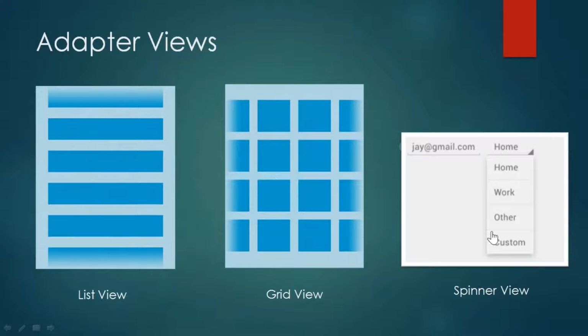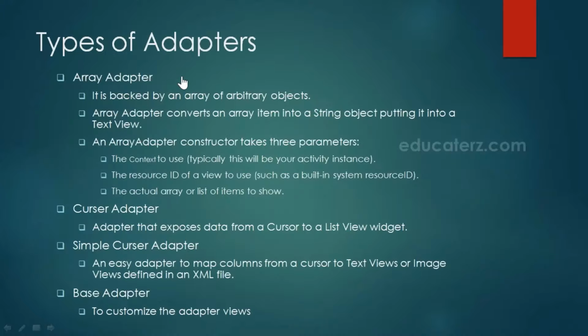And the third one is the spinner view. In other technologies, we call this a drop-down view, but in Android, we call this a spinner view, which is used to select a single item from a list of items. And we have different types of adapters available in Android. They are array adapter, cursor adapter, and simple cursor adapter.